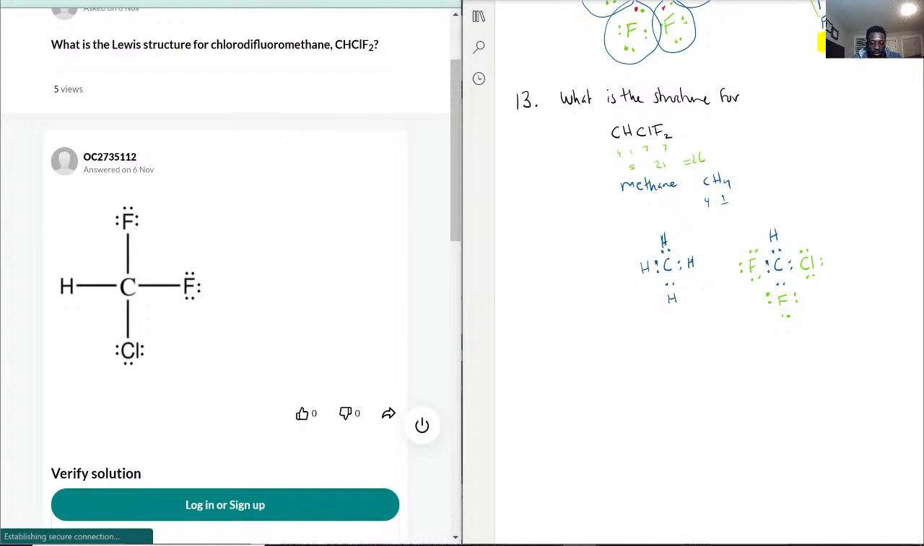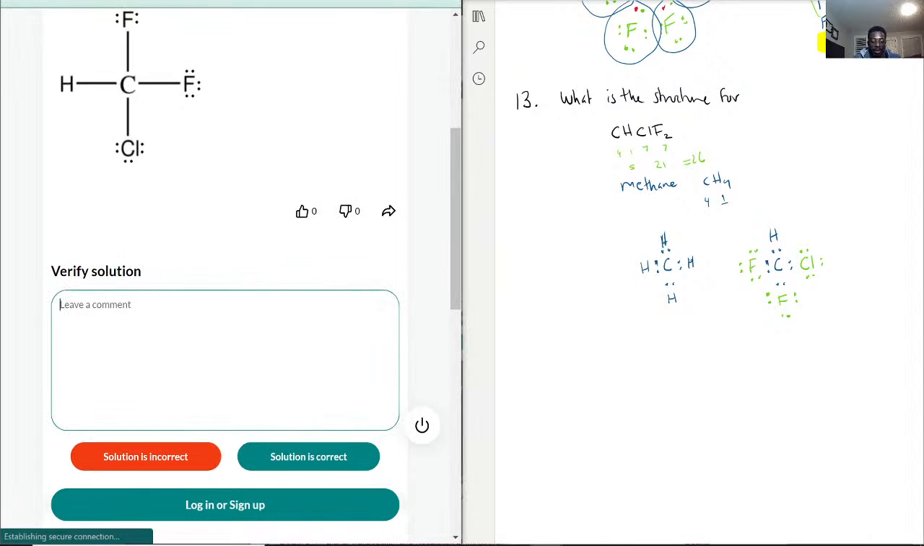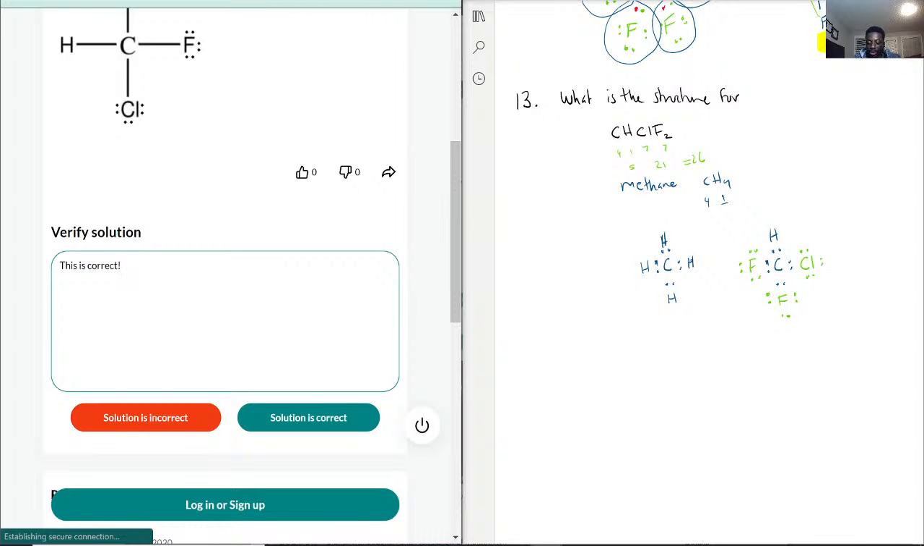So let's see here. They do use bonds instead of actual electrons, and depending on your professor, that may be correct or not. I'm just going to say this is correct because they do understand the basic concept of it, but I would always err on the side of using the electrons instead of just a bond, because when they ask for Lewis dot diagrams, from what I remember, they just want everything to be in electron dots.